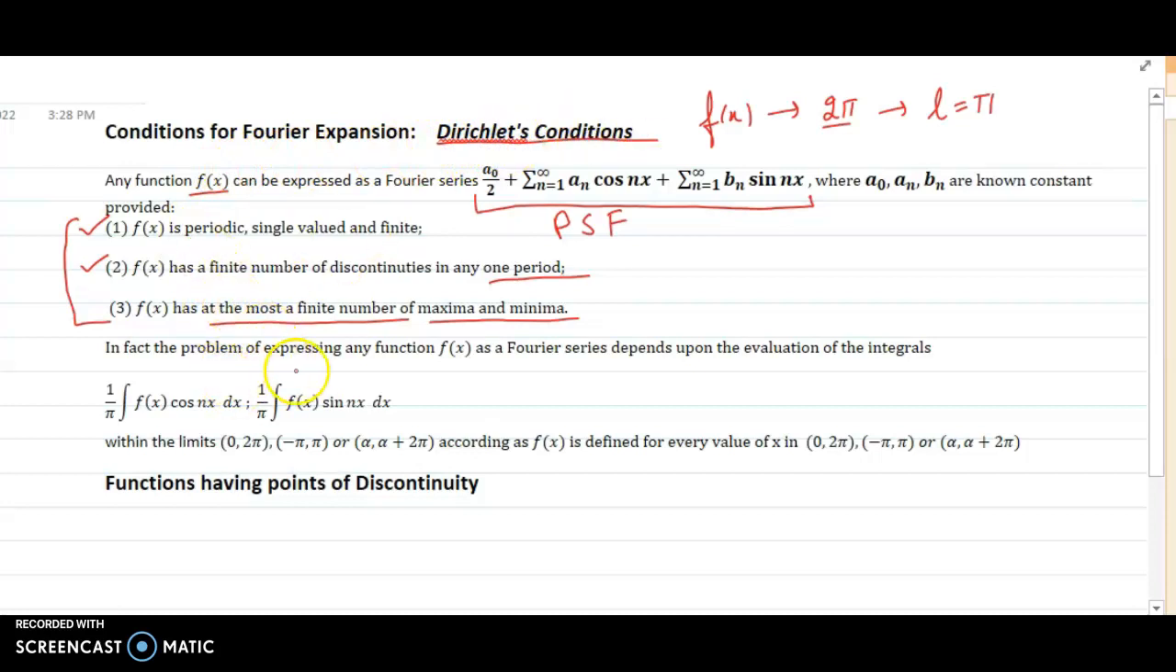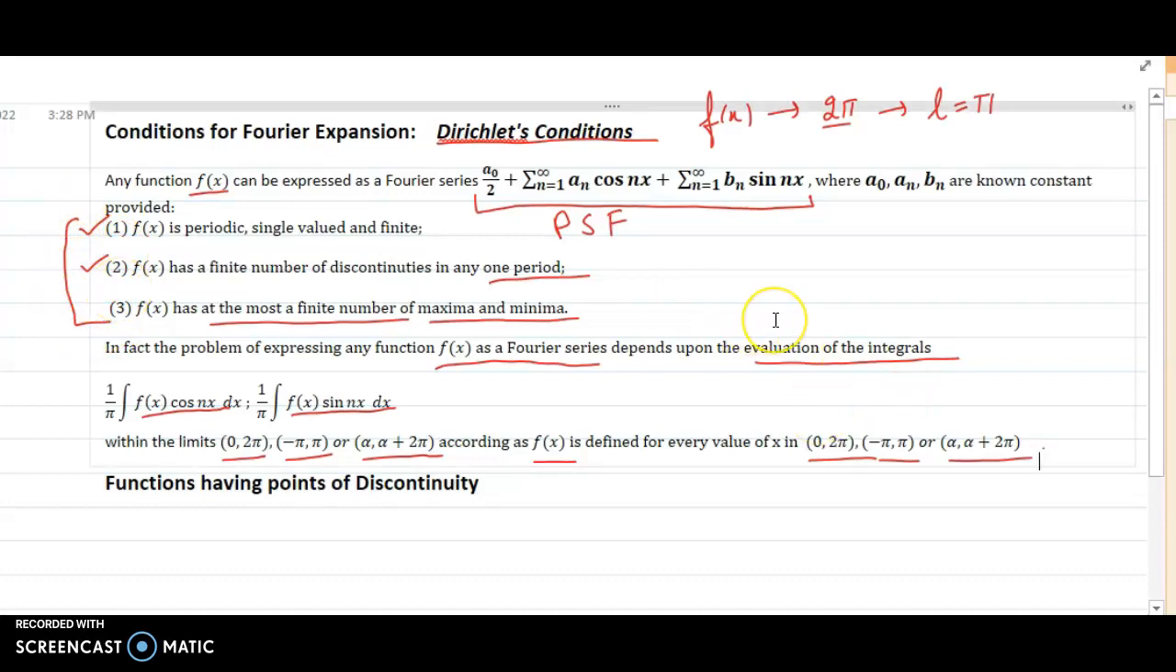Moreover, the problem of expressing any function as a Fourier series depends upon the evaluation of the integrals: 1 by pi integral f of x cos nx dx and 1 by pi integral f of x sin nx dx, within the limits. I said I have taken the function within an interval of length 2 pi, according as f of x is defined for every x in 0 to 2 pi, minus pi to pi, or alpha to alpha plus 2 pi. If our function satisfies all these conditions, then we can express the function as a Fourier series.